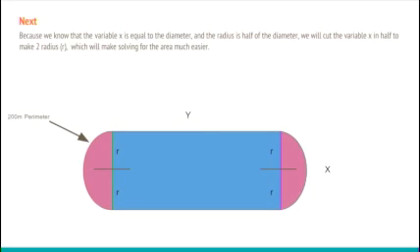After the shape is drawn, we will change each x into two r's, each representing radius. We do this because x is equal to the diameter and the radius is half of the diameter. This will make solving the equation much easier overall.